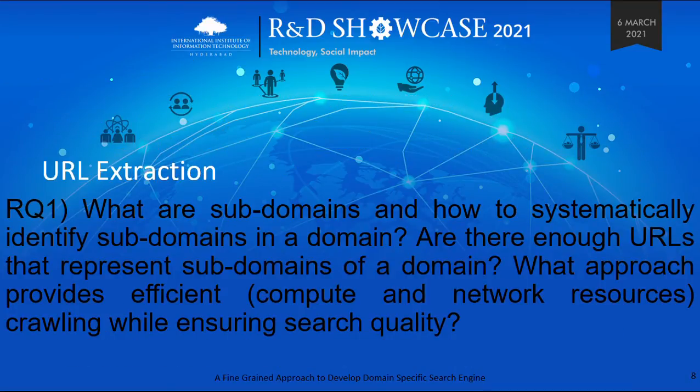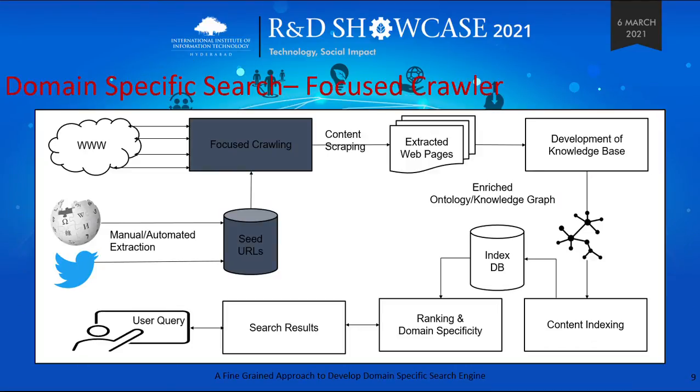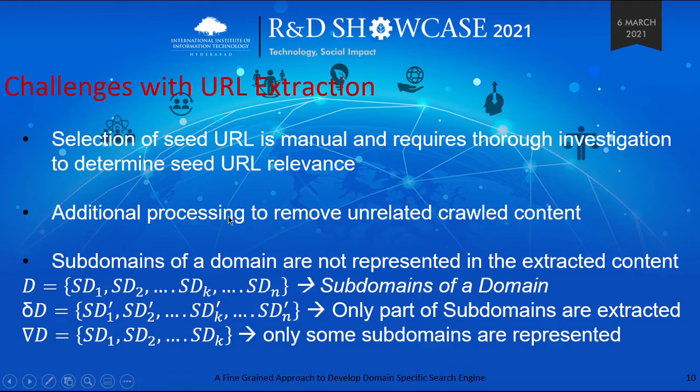Now let's deal with the first one. I'm just trying to make sure that we understand this is the scope of this work. What we want to answer is selection of seed URL today is manual in a lot of cases and requires thorough investigation to determine seed URL relevance. Additional processing is required to remove uncrawled or unrelated crawled content because you have a domain-specific search engine, you don't want unnecessary content which is not specific to the domain.